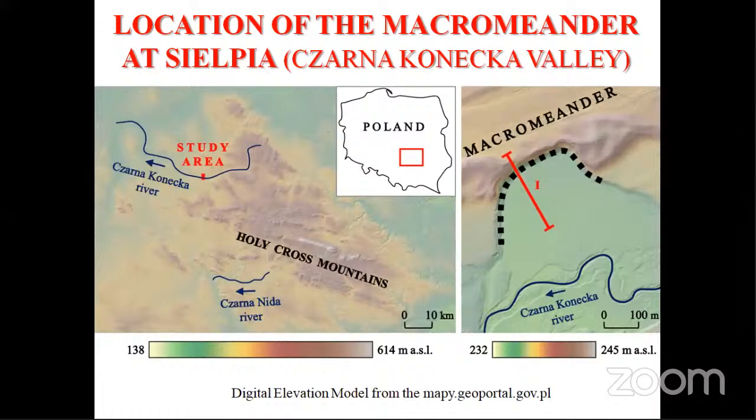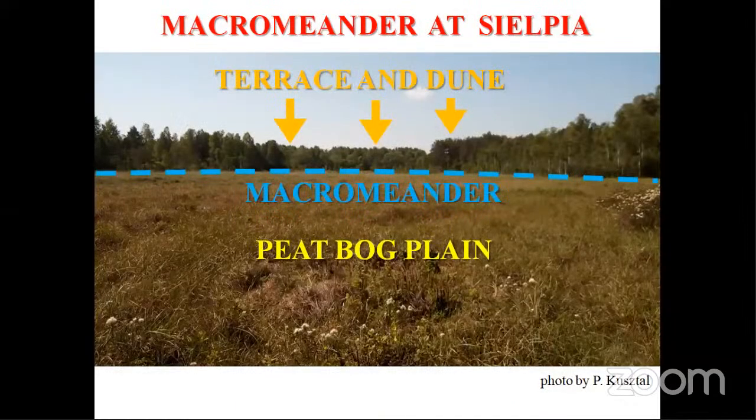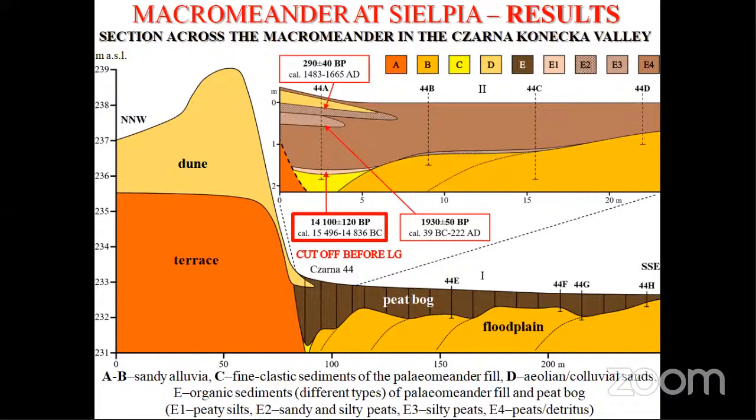The new study site is located on the northwest margin of the Holy Cross Mountains in the Czarna Konecka Valley. This is the view of the study site in the field. The Czarna Konecka macromeander undercut a terrace and dune, and there is a peat bog plain on the sandy point bar. Radiocarbon dating indicates that the macromeander was cut off before the late Vistulian.